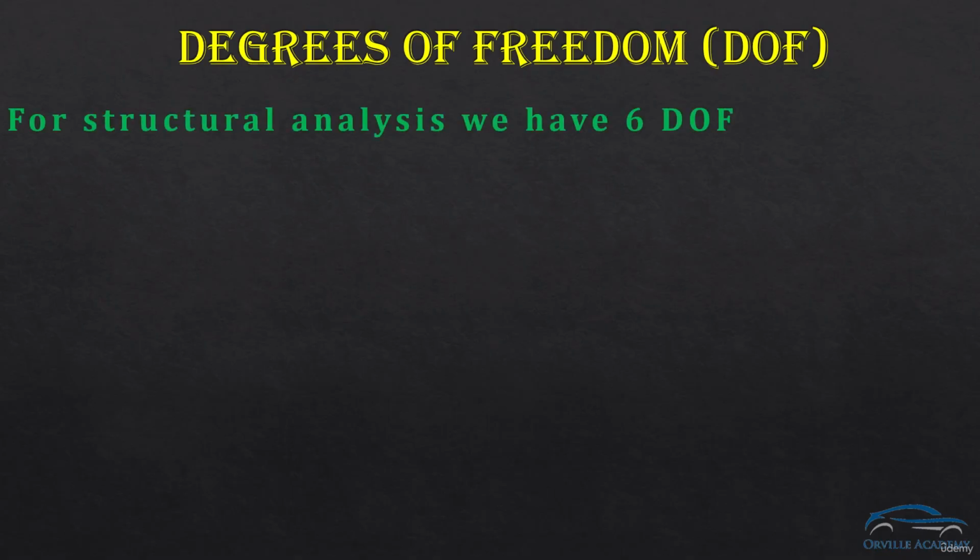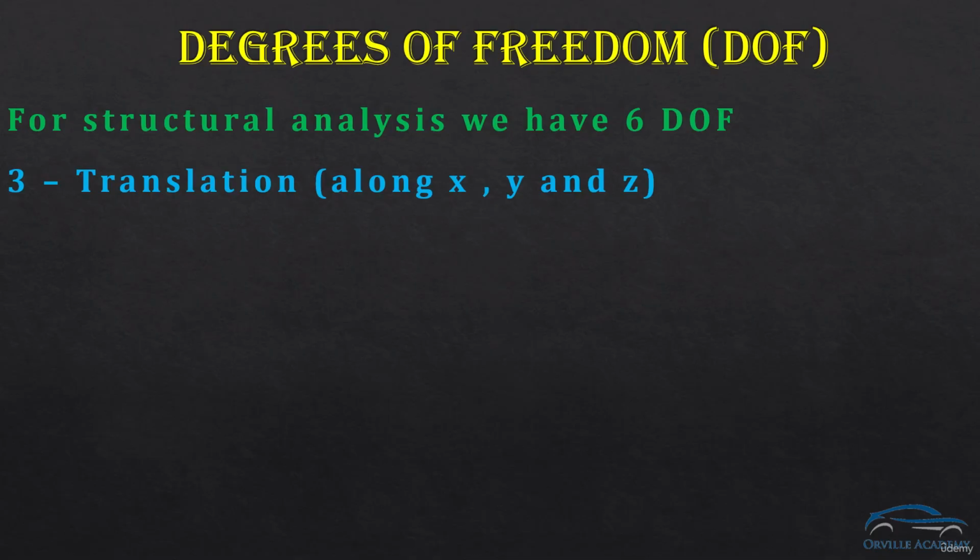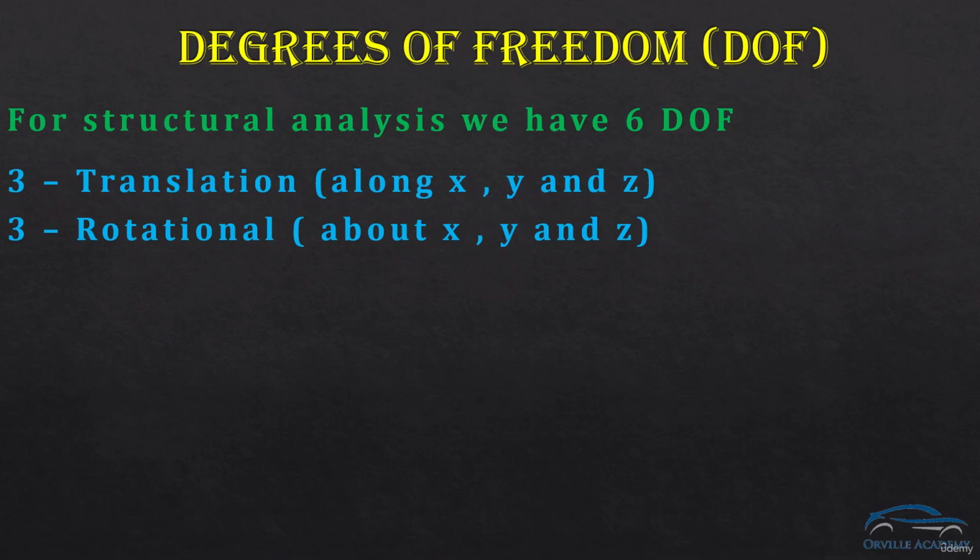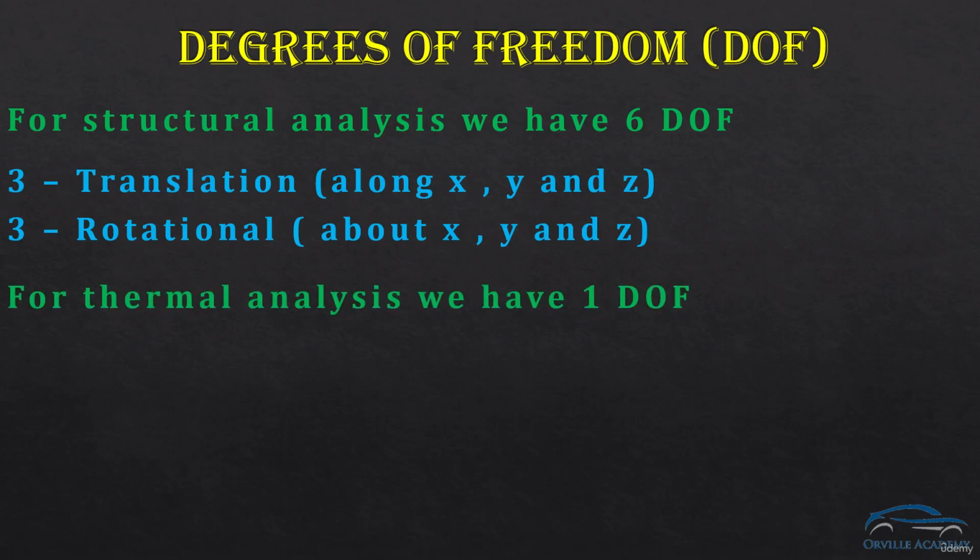Let us assume that we are performing the structural analysis. Then we have the displacement and the rotation as independent variables or the degrees of freedom. So here in case of structural analysis, we will have 3 translation degrees of freedom and 3 rotational degrees of freedom. In a similar way, let us assume that we are performing the thermal analysis. Then typically in case of thermal analysis, we only have 1 degree of freedom or 1 independent variable, which is the temperature for which we are going to solve the analysis.